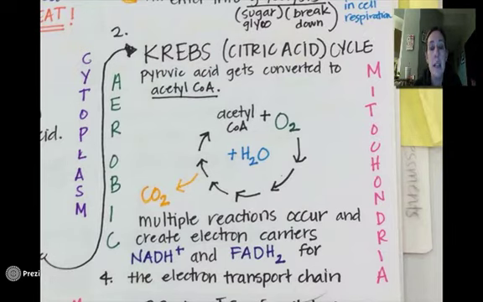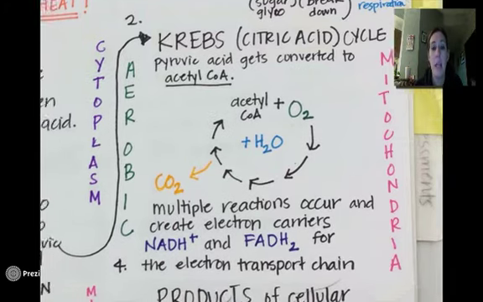Now, once the acetyl-CoA is created, it combines with oxygen and water, and it produces, through multiple reactions, 2 things: electron carriers, which are NADH and FADH2, and CO2. But we don't need CO2 in our body, so we get rid of the CO2 as waste. This process takes place in the mitochondria, and this is where we also can produce some more ATP.